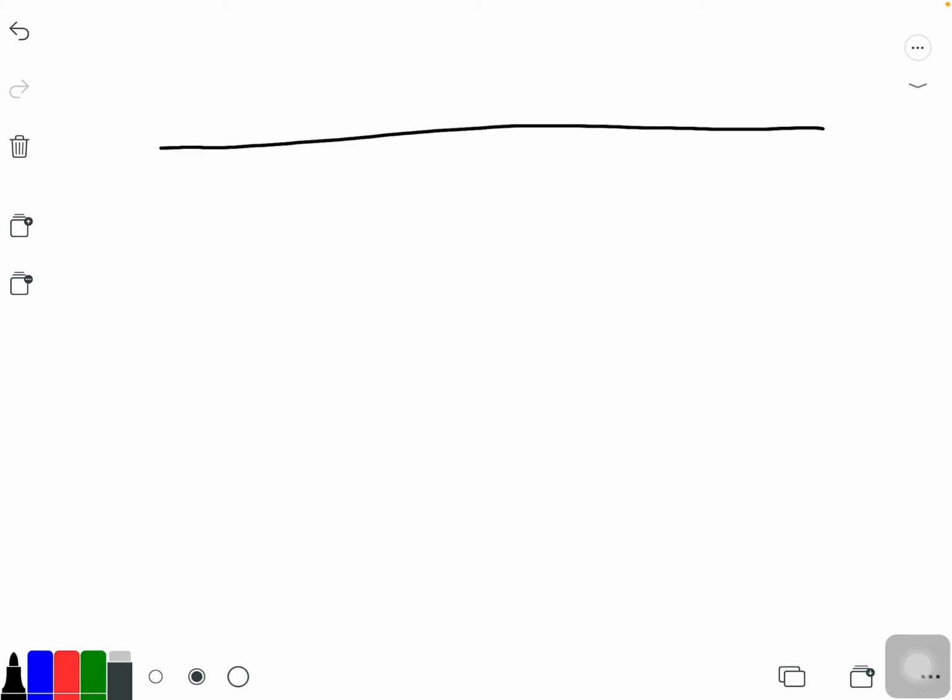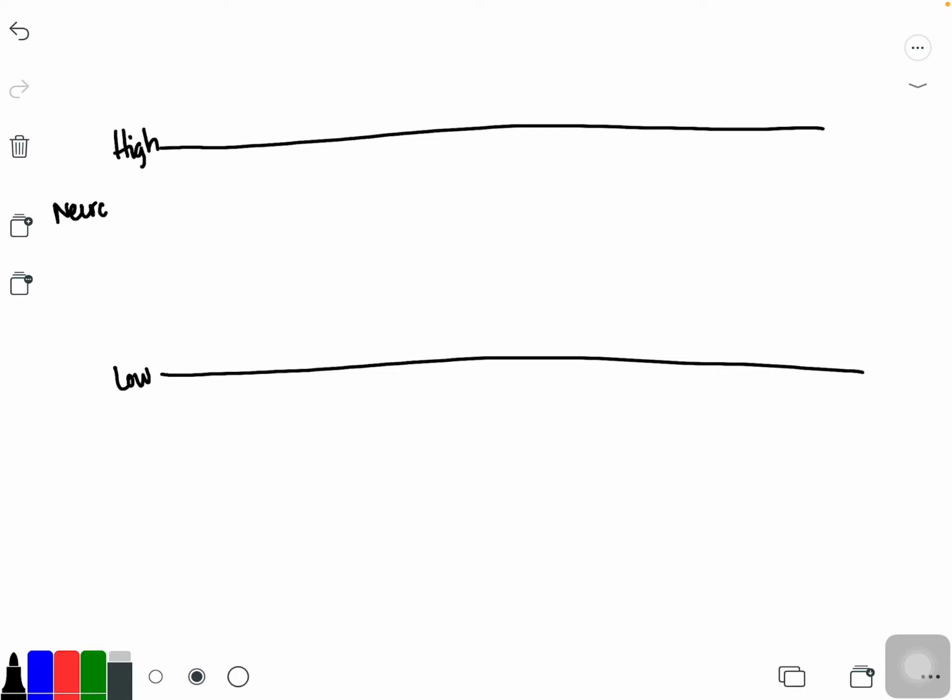Okay, so let's talk about how REM-on and REM-off cells work together. What's really important here is that they work sort of alternating to provide us with the opportunity of REM sleep. So I'll give you guys a graph here. We're going to look at this split up into high and low neuronal activity.